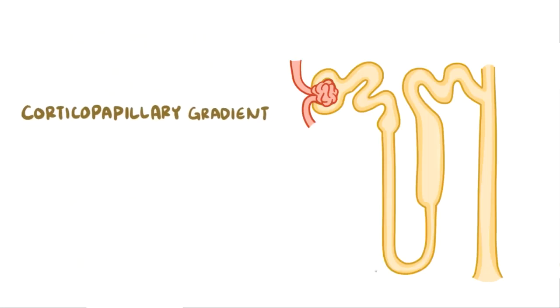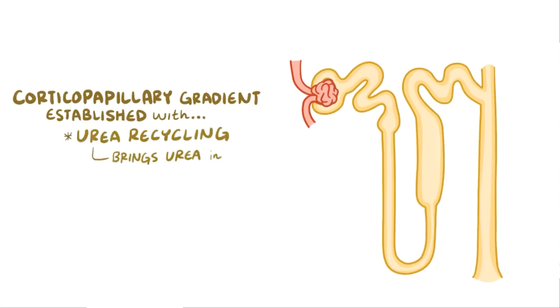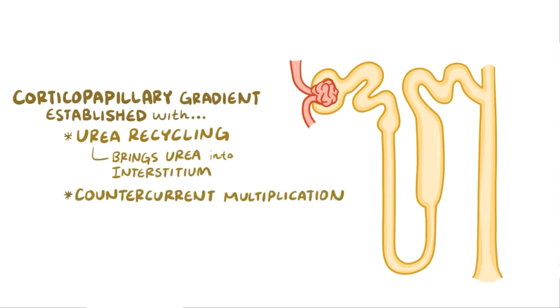So you can kind of see how important the corticopapillary gradient is. It prevents us from unnecessarily losing water, kind of like a water recycling mechanism. Establishing the corticopapillary gradient takes a ton of work. Specifically, it relies on two key mechanisms. The first is urea recycling, which helps bring urea into the interstitium, and the second is countercurrent multiplication, which helps bring electrolytes into the interstitium.